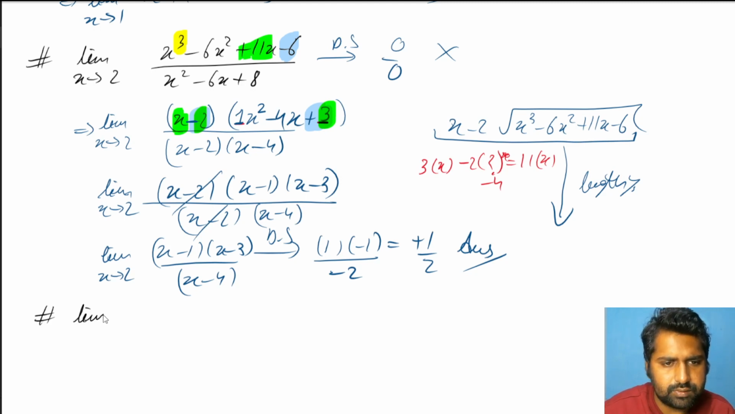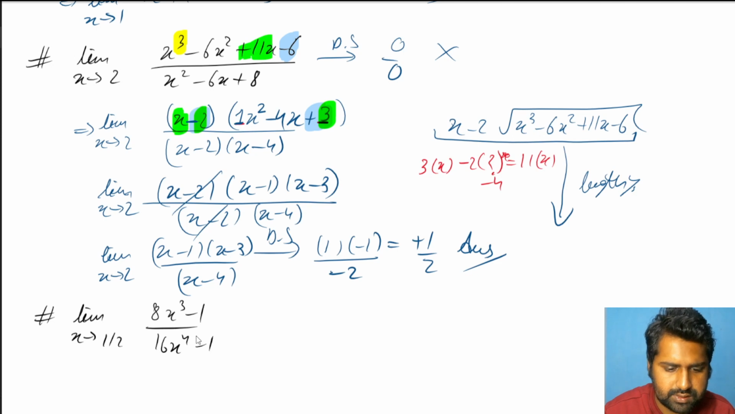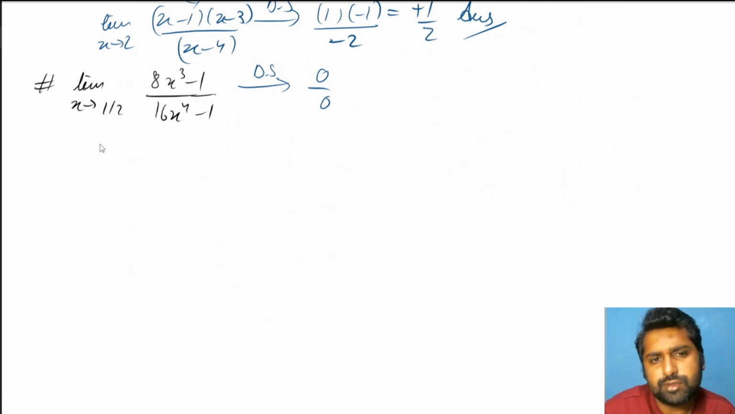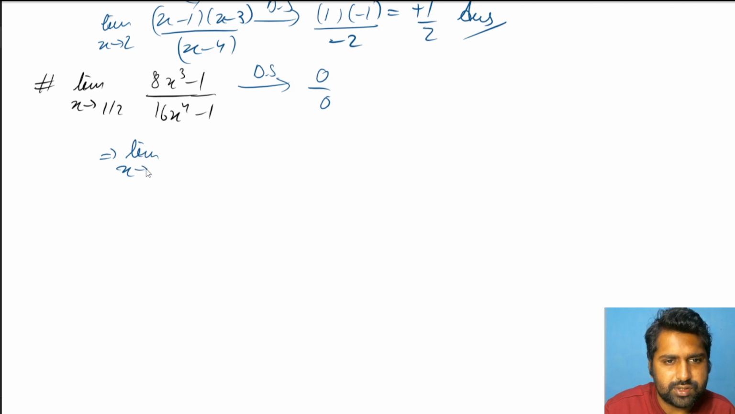Next, let's do limit x tends to, sorry, not 2 this time, let's do 1 by 2. It is 8x cube minus 1 upon 16x raised to power 4 minus 1. Again, your call, direct substitution first time, it will become 0 by 0. I know. You can calculate if you want. Always, first of all, in the exam, you try that before actually solving it. Who knows, you might get a question simple enough on direct substitution. Limit x tends to 1 by 2.